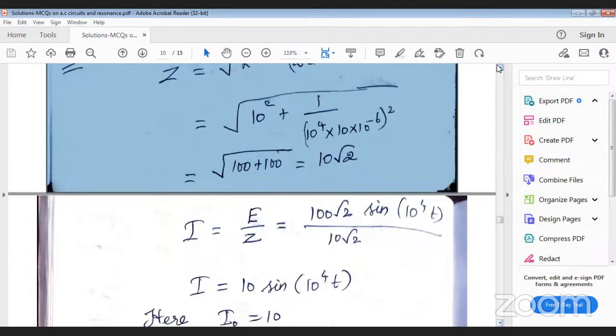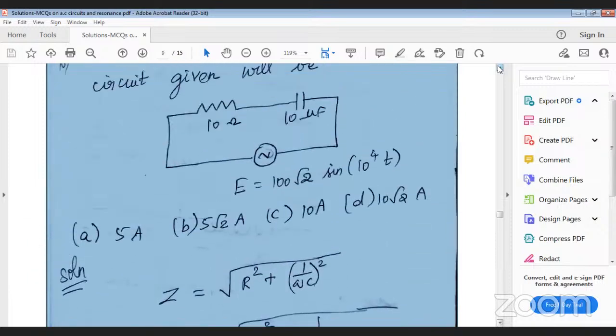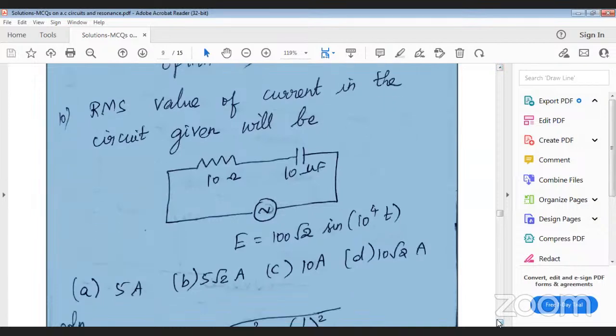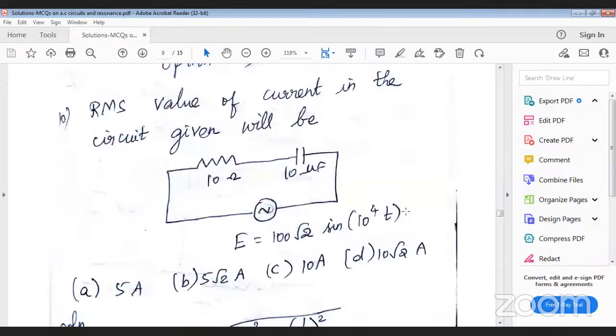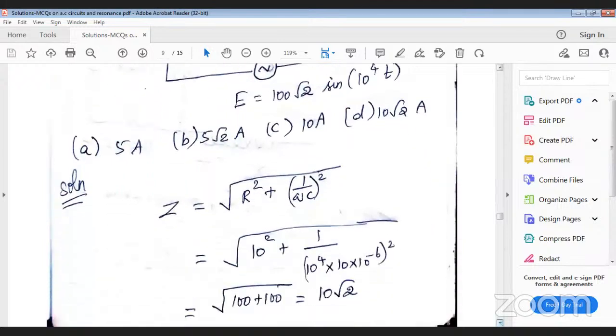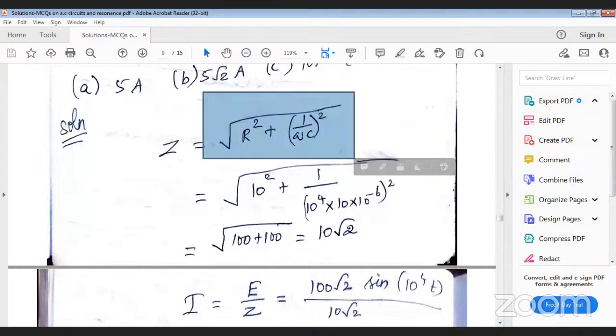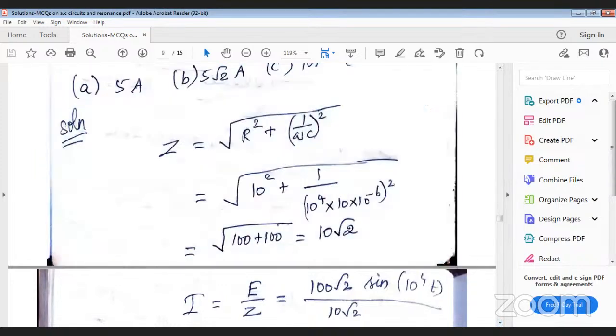So here you see I equal to E by Z. You have been given E in the question and Z you need to find out. Z is the impedance. So 10 ohm and 10 microfarad are here. Impedance is the square root of R squared plus (1 by omega C) the whole square. Using this you can find the impedance.